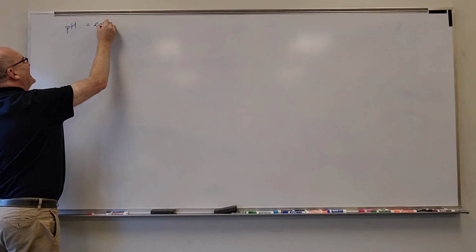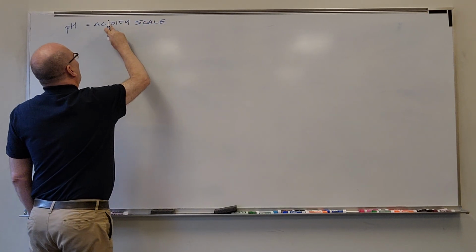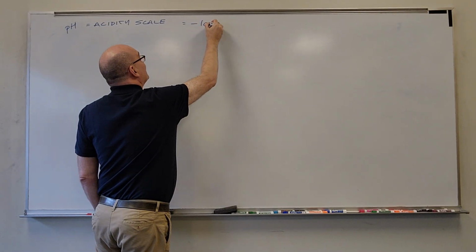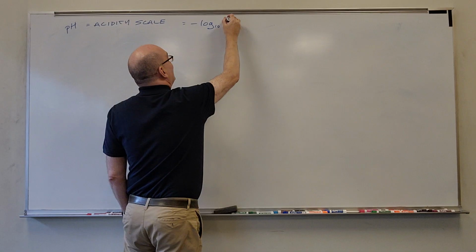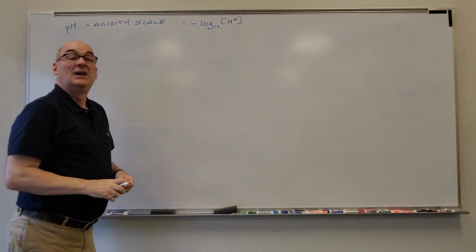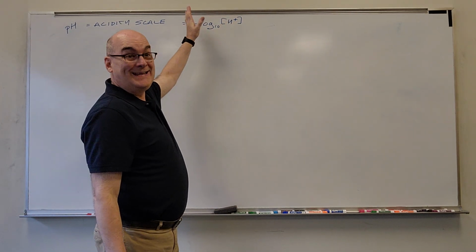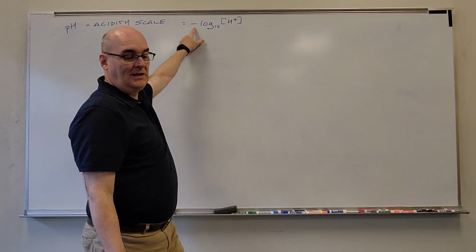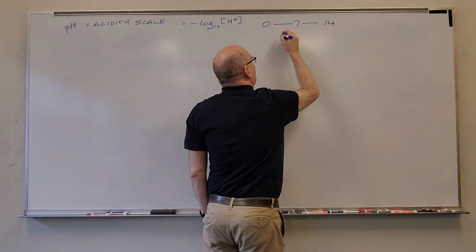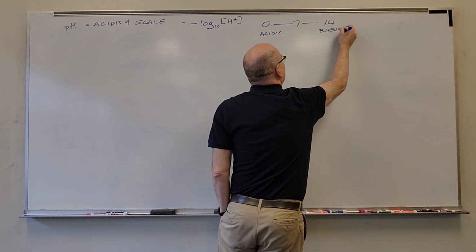pH is an acidity scale. It tells us what the availability of the H plus ion is. So we take the log to the base 10 of the H plus concentration, because that value for concentration is going to be a small number. The log of small numbers are negative, so this negative term here gives us a positive value, and it runs from 0 to 14. These being acidic values and these being basic.